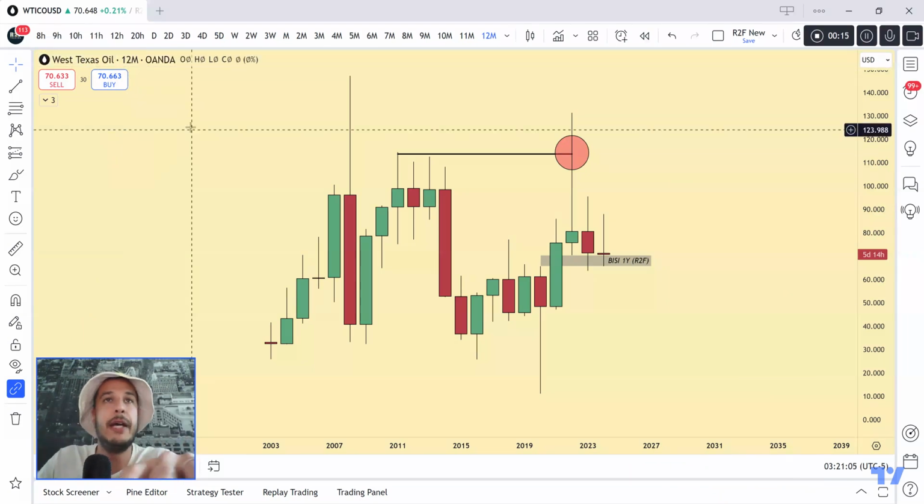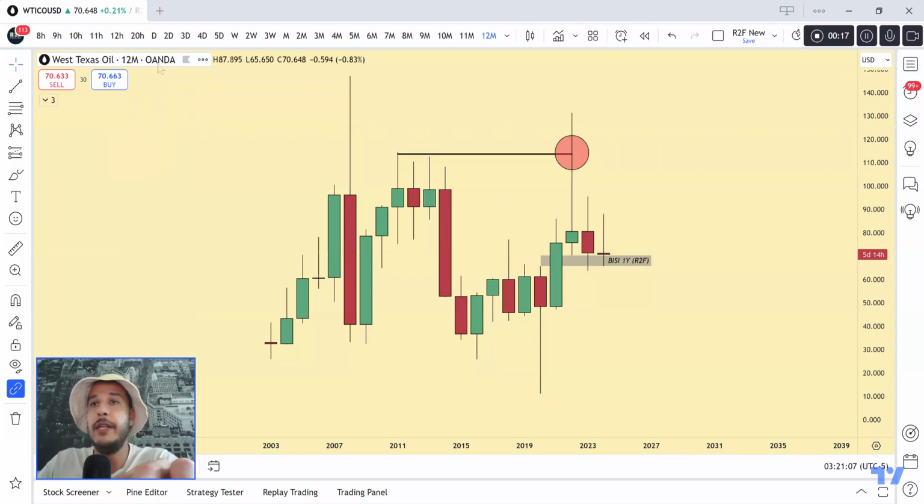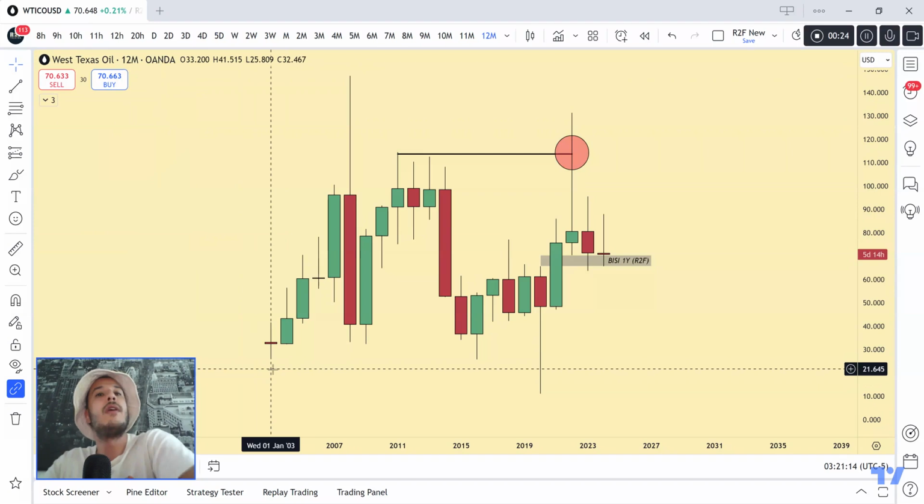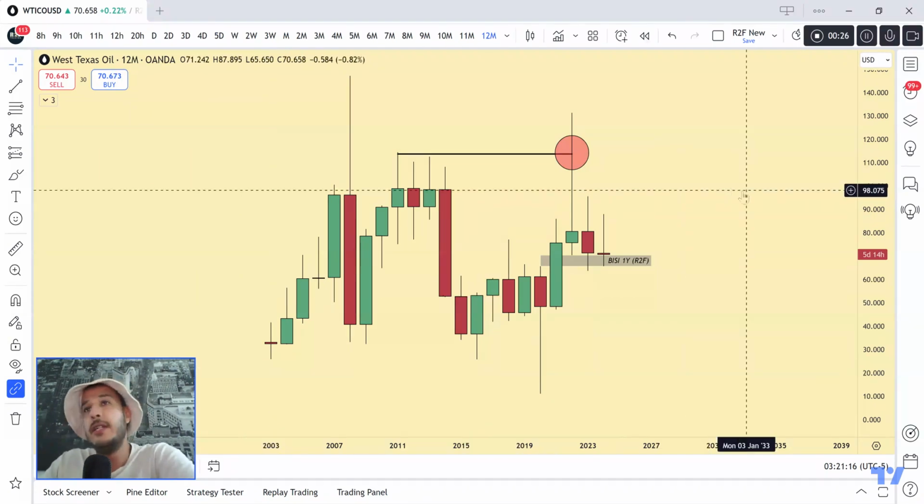I'm going to be doing an analysis on West Texas oil, WTI, on the Oanda chart using Oanda's data, which just goes back to 2003. I'll be starting on the yearly time frame and work my way down to see where we are in price and where we are likely heading.